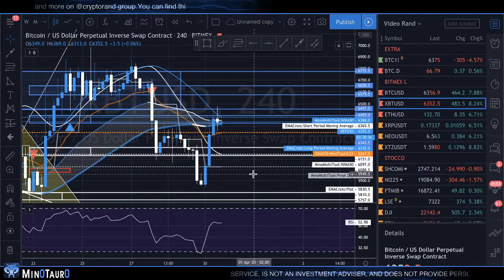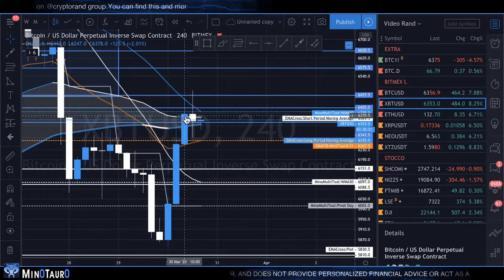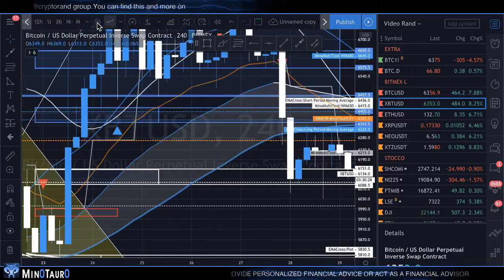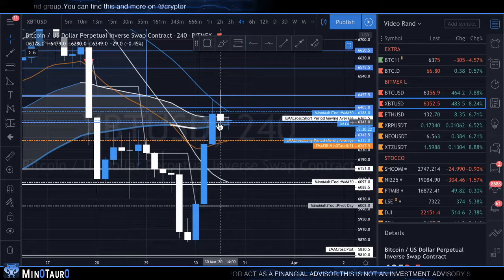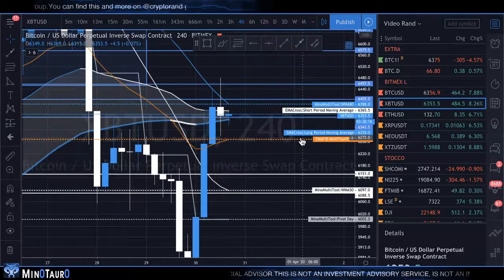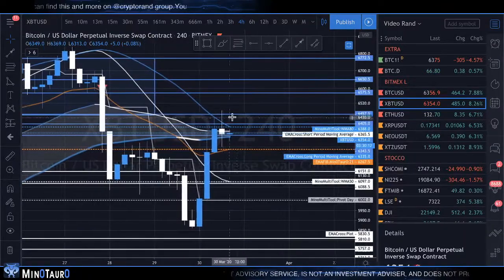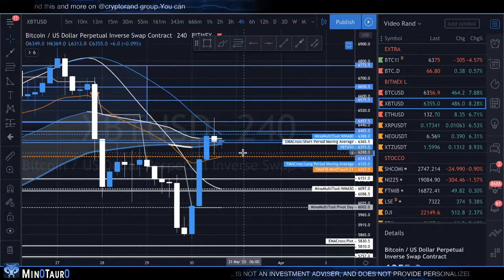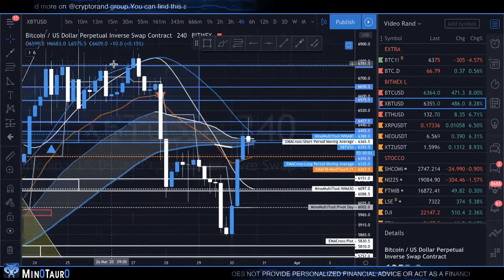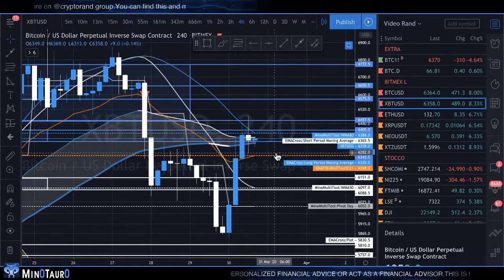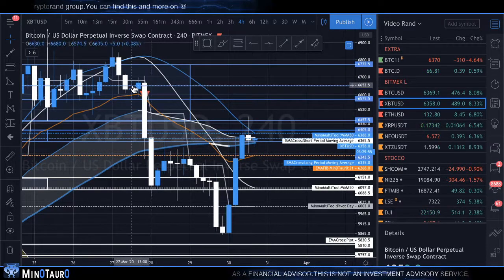Yes, as you can see, let's go on the XBT. XBT, same situation. Closed over the ribbon. This is the 4 hour. 4 hour closed over the ribbon. Retested the ribbon. Now, if the 4 hour closes over the VMA 80, it's gonna go up and break out. At this moment, the VMA 80 is our channel border. You can see this indicator follows clearly the price. So this is the border of the downtrend channel I just designed on Phoenix.